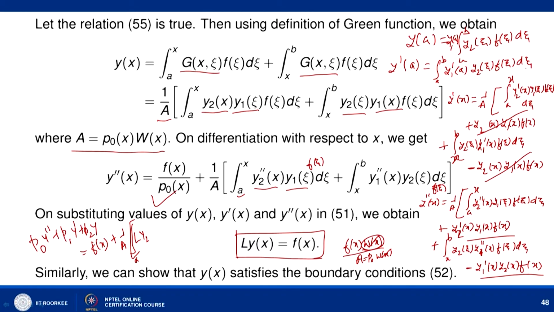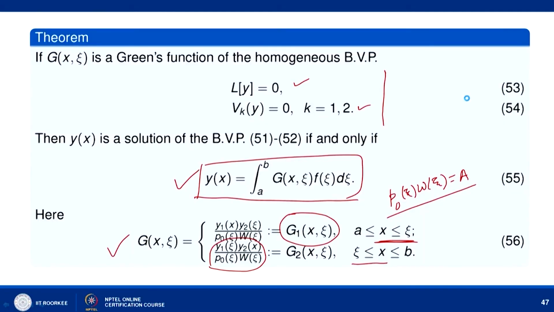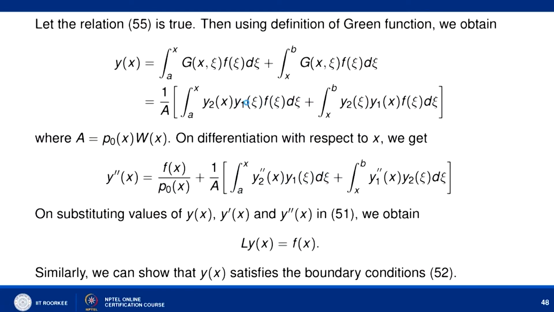Now y of a you can write from this equation, and y1 dash a you can get from this. Similarly you can get y of b and y dash b from these sets of equations, and then you can verify, I am leaving it to you, that it also satisfies the boundary condition V_k y equal to 0. So I am not doing it because it is going to be a little bit lengthy.